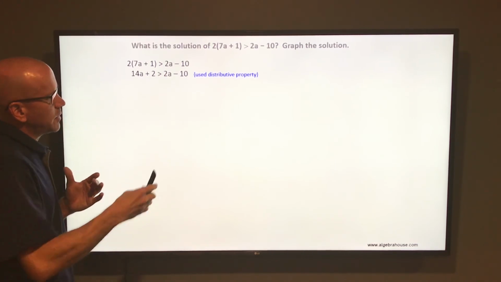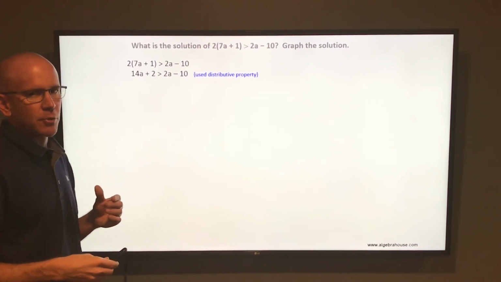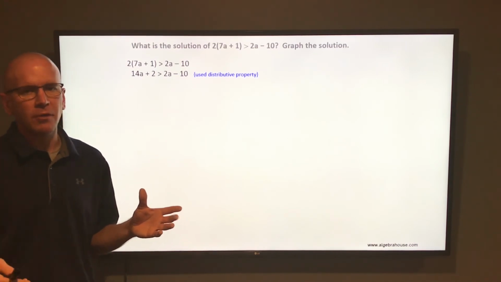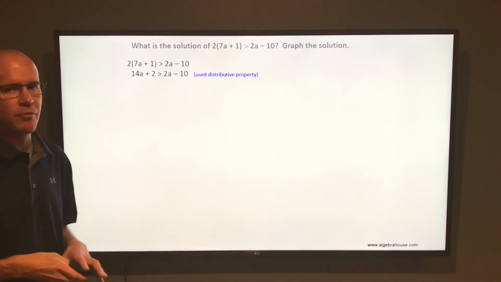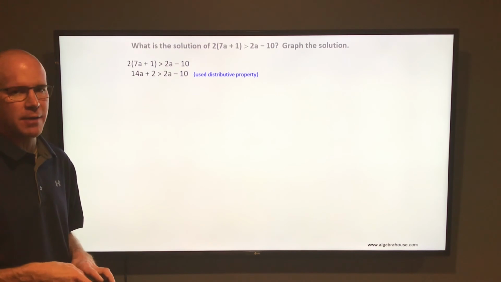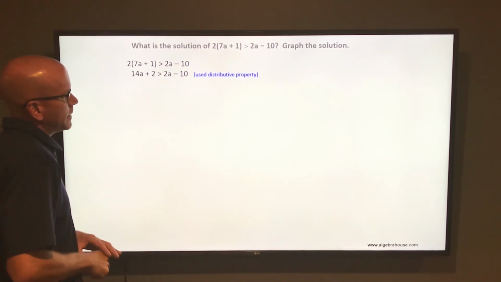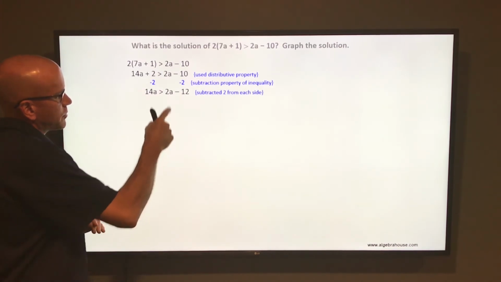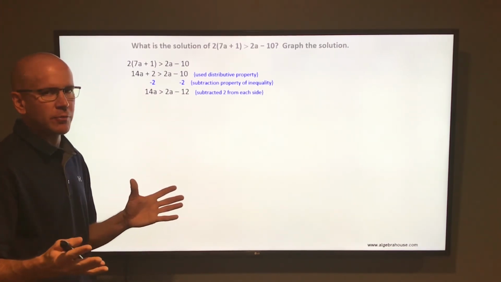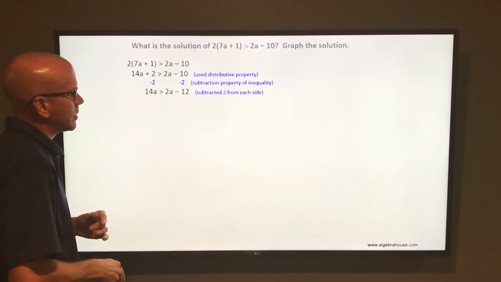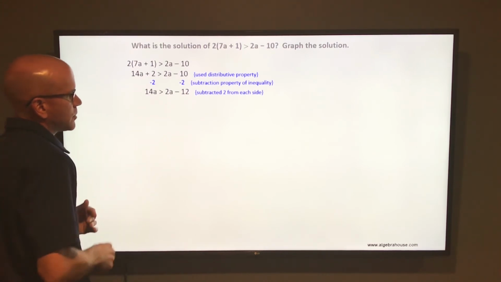Now to get the a's to one side, it's a good idea to keep your variable positive when you're solving an equation or inequality. It just prevents you from making a mistake with a negative sign later on. So I'm going to subtract 2a and also subtract 2. It doesn't matter what order you do those in. You could do them in the same step if you wanted to.